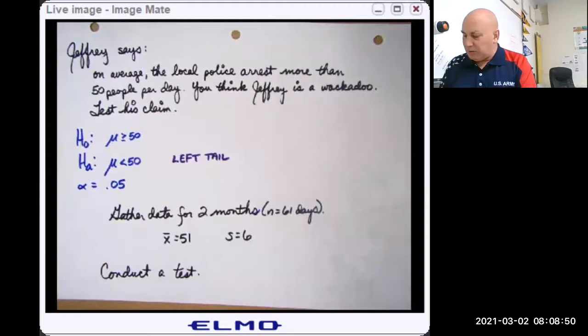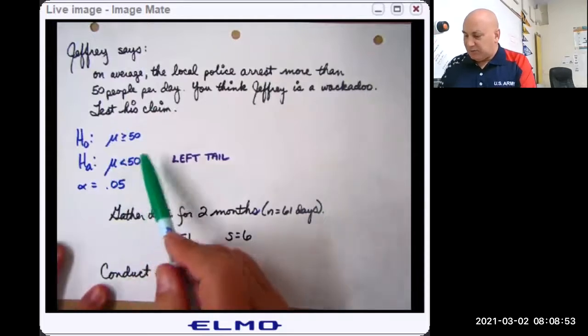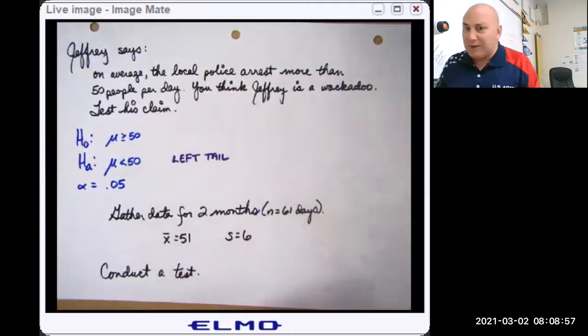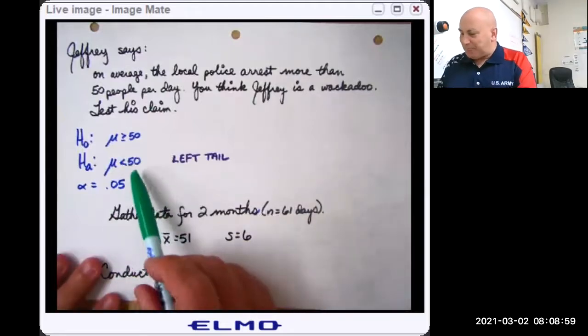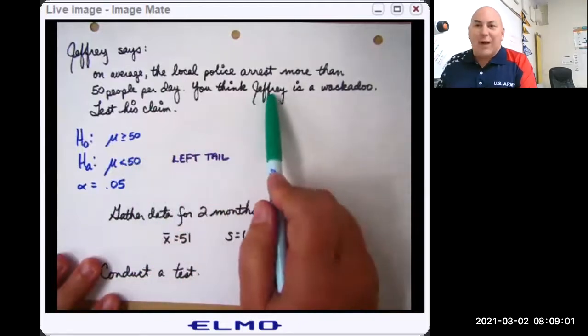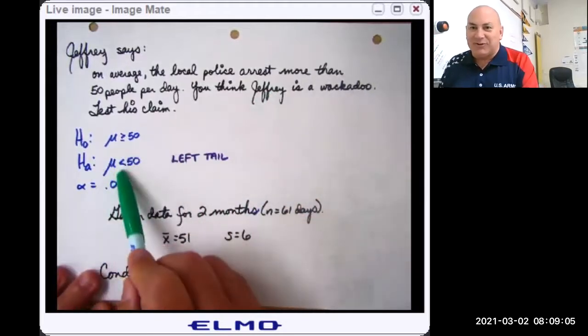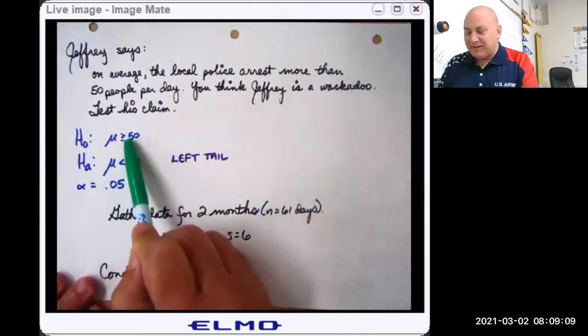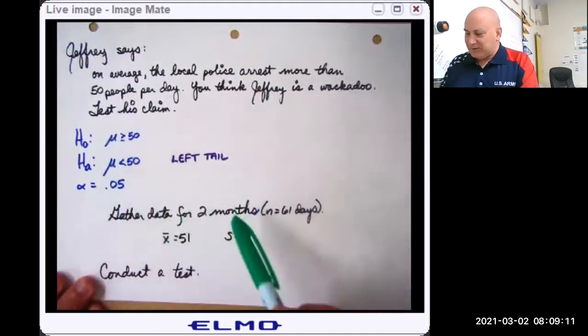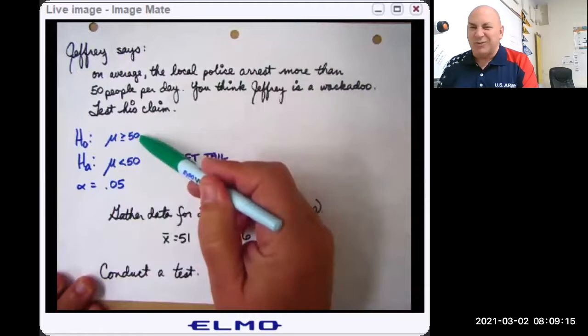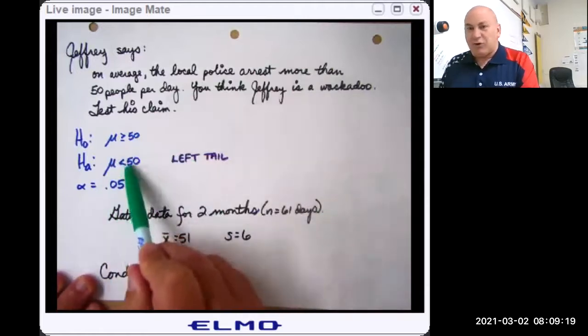Well, you might say, hey, 51's... Oh, wait a minute. I wrote this wrong. You think Jeffrey is a wackadoo. You're trying to prove Jeffrey wrong. That's why mu is less than 50, because you're trying to prove him wrong. And this is his statement. His statement is more than 50 per day. Sorry, early in the morning as I make this video. So this is what you're trying to prove.